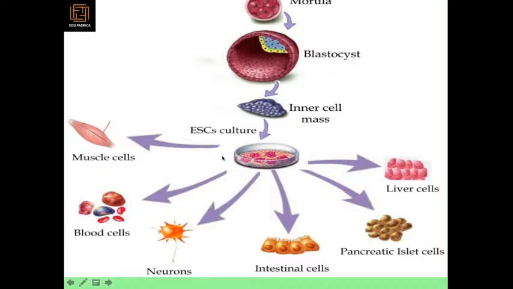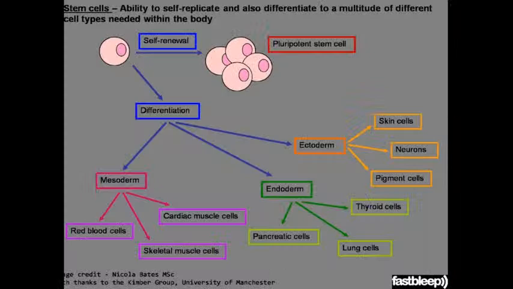Whatever cell programming you do, they will form that cell type. So that's the beauty of cell culture, especially with the embryonic stem cells. Stem cells have the ability to self-replicate and also differentiate into a multitude of different cell types needed within the body. They could go for self-renewal, making pluripotent stem cells, or they could go for differentiation. Within differentiation, they could go for three germ layers in the cell, that is mesoderm, endoderm, and ectoderm.